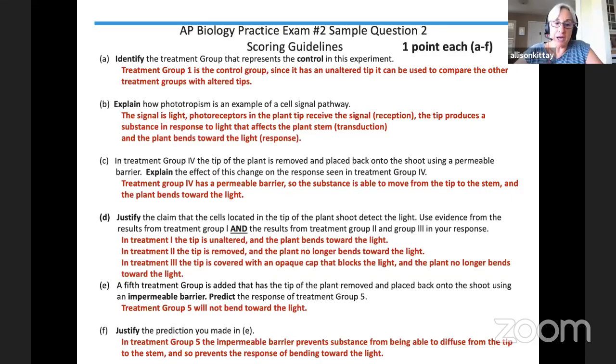So in treatment group 5, the impermeable barrier prevents the substance from being able to diffuse from the tip to the stem, and so prevents the response of bending toward the light. So that explains our prediction that treatment group 5 will not bend toward the light. Okay, so that is the debrief of question 2, and I hope that your response matches these scoring guidelines.